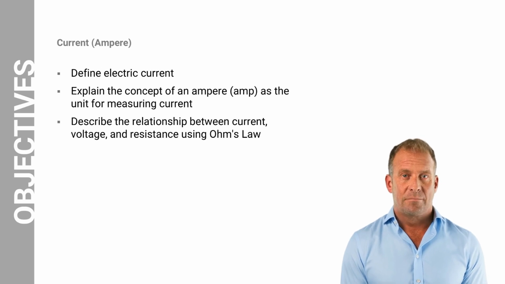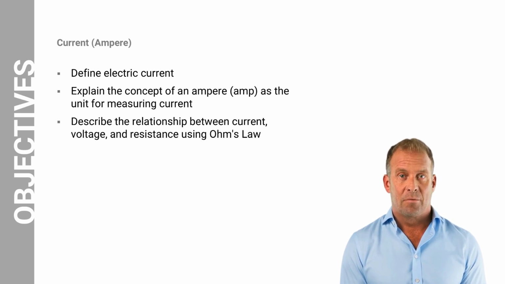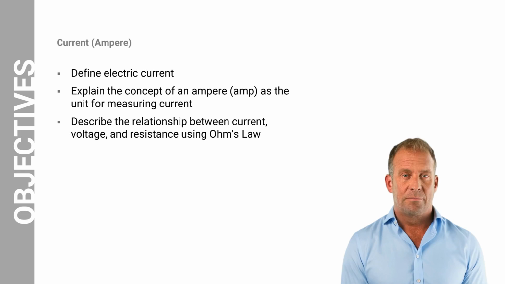Let us look at our lesson objectives. By the end of this lesson, you will be able to define electric current and explain its role in BEV operation. Next, you will be able to explain the concept of Ampere as the unit for measuring current. Finally, you will be able to describe the relationship between current, voltage, and resistance in BEV circuits using Ohm's law.